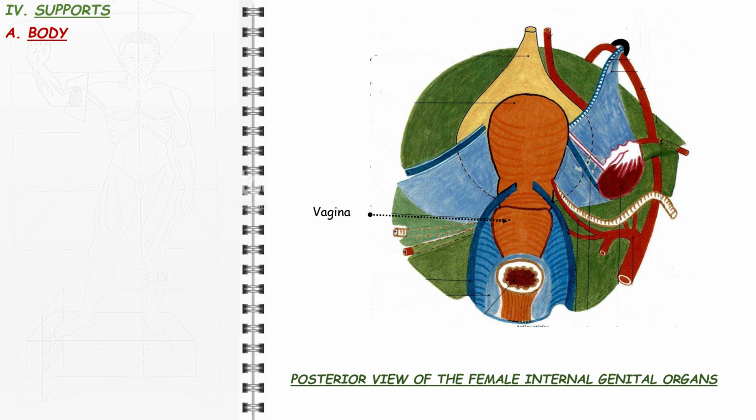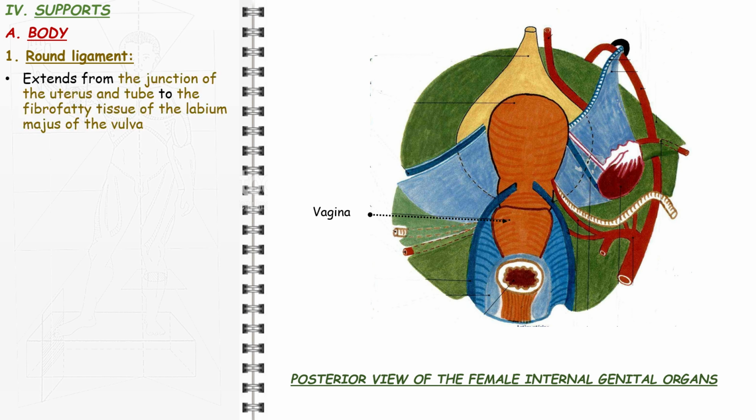and the paracervix. The round ligament extends from the junction of the uterus and tube to the fibrofatty tissue of the labium majus of the vulva and mons pubis after traveling the inguinal canal. It is 10 to 15 centimeters long and has 2 parts, pelvic and inguinal. The pelvic part heads upwards and forwards and lifts the anterior fold of the broad ligament, passes through the paravesical fossa and crosses laterally the inferior epigastric vessels before entering the deep inguinal ring.